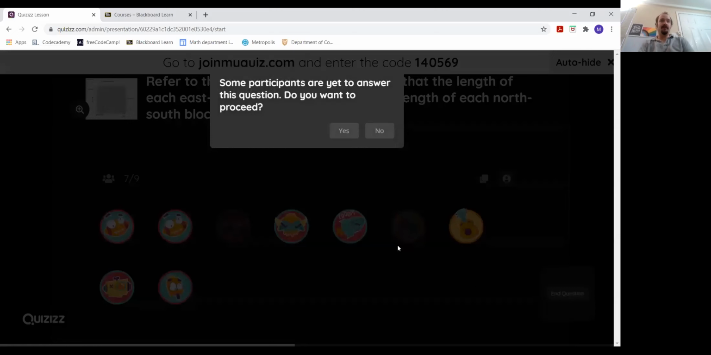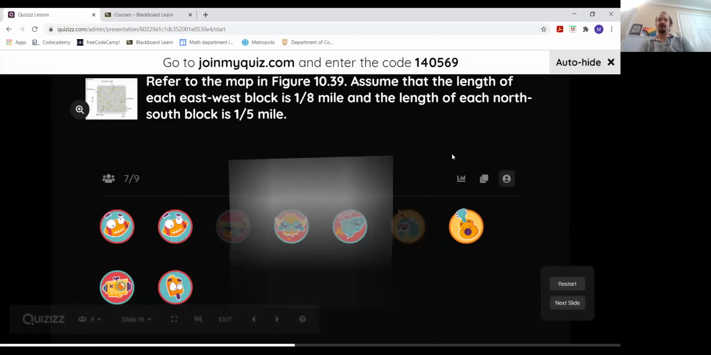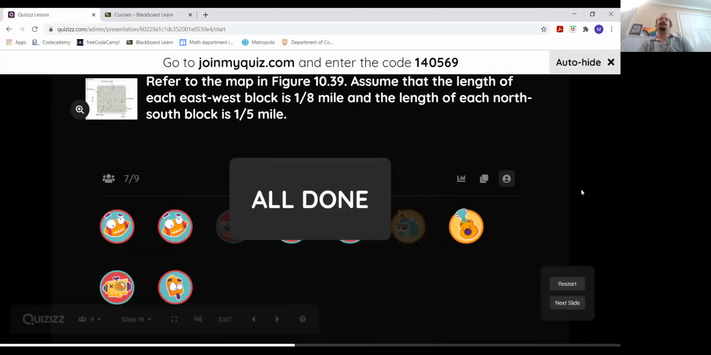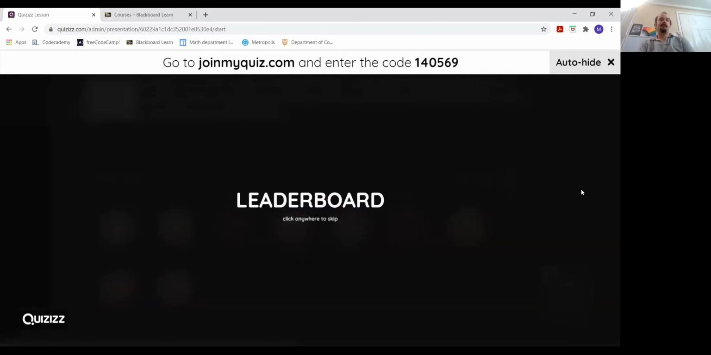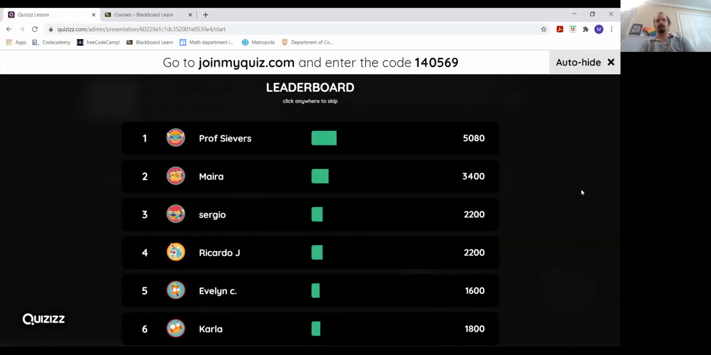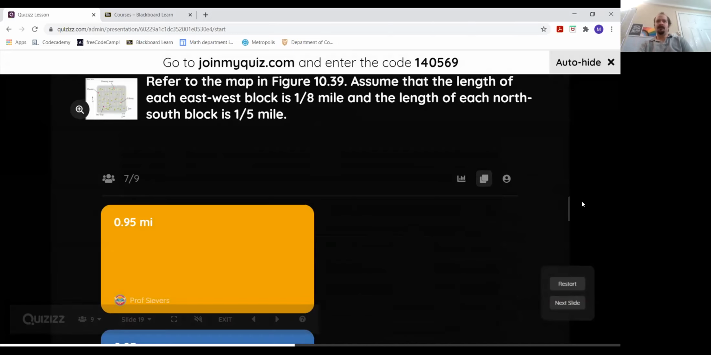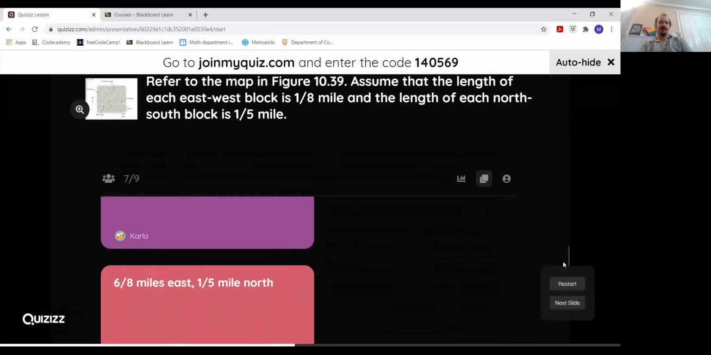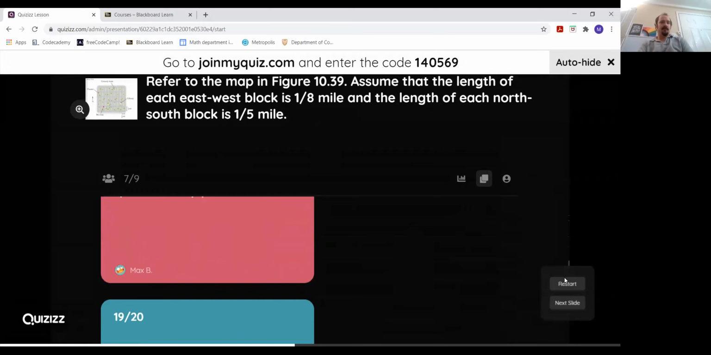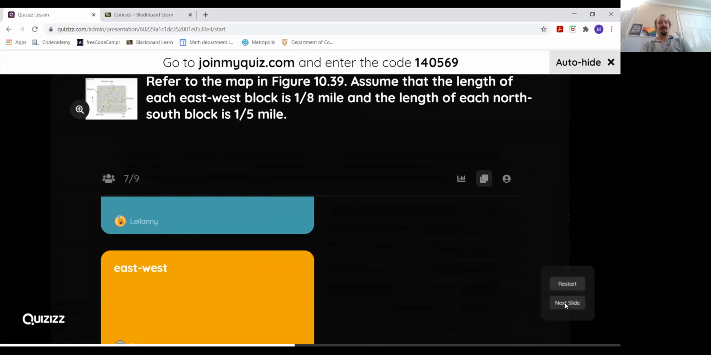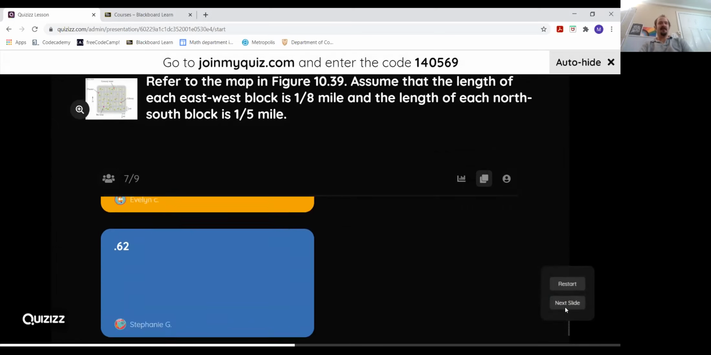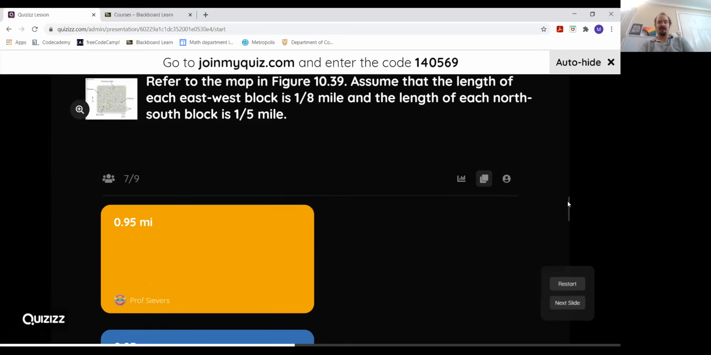Okay, so I want to go over how to do this one. Let's see what we're getting. Are people getting it right? 0.95, what are y'all getting? 0.95, 6/8 each. So you want to add them together. 19/20 is 0.95. It's the same thing. I just didn't put it in there. So 19/20 is good.